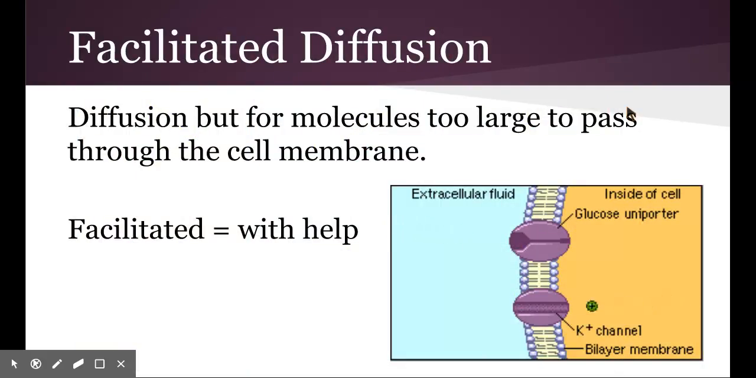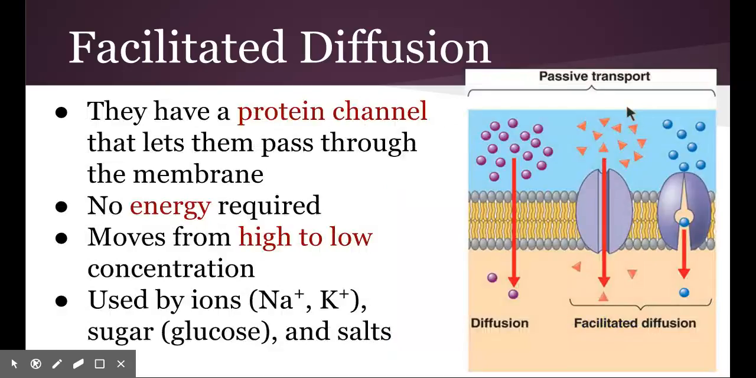All right, last one. So facilitated diffusion. This is for molecules that are too big to pass through the cell membrane. So they need a little bit of help, and that's what facilitated means. Facilitated means with some help. So it's still diffusion, which means it still does not require energy, and here's where your notes go. Since they are too big to go right through the phospholipids, they can't squeeze through, they need a protein channel that lets them pass through. So it's basically a tunnel for them to squeeze through. There's still no energy required, and it still moves from areas of high concentration to low concentration. So again, no energy needed, just squeezing through a channel.